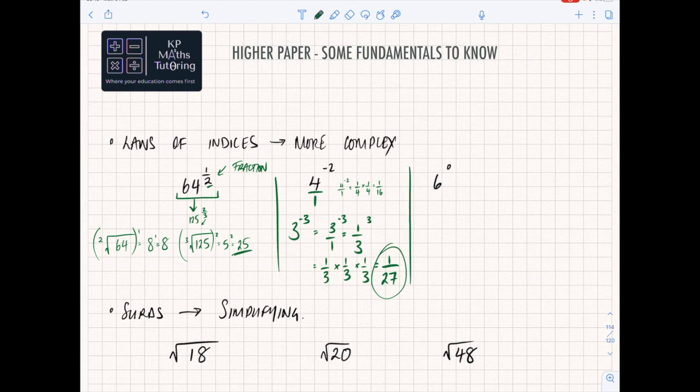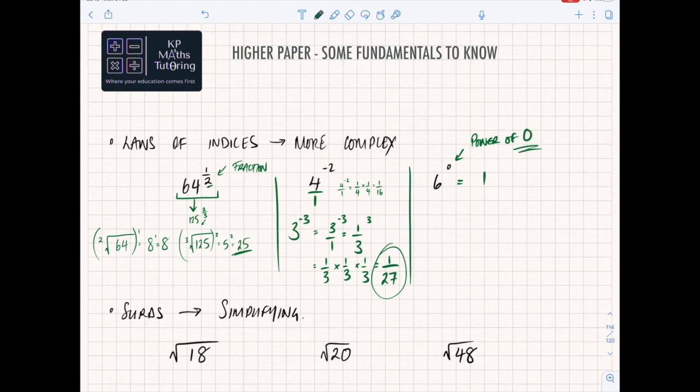That's your negative indices. You could then combine the two, but I suggest you go back and watch my video on laws of indices if you want to look at that in a little bit more depth. Here, really simple, anything to the power of 0. This is not a degree sign, it's a power of 0.